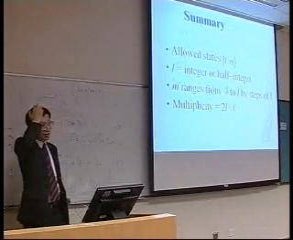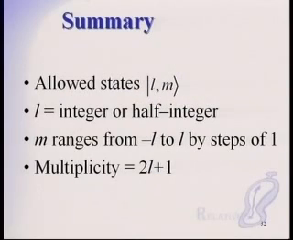So the summary is that the allowed states are labeled by LM. L is an integer or half integer, and M ranges from minus L to L by steps of 1, and the multiplicity is 2L plus 1.